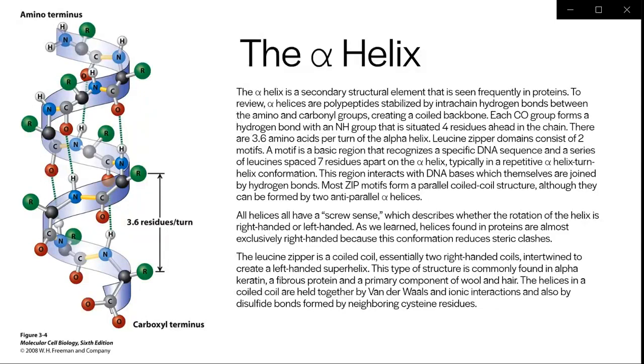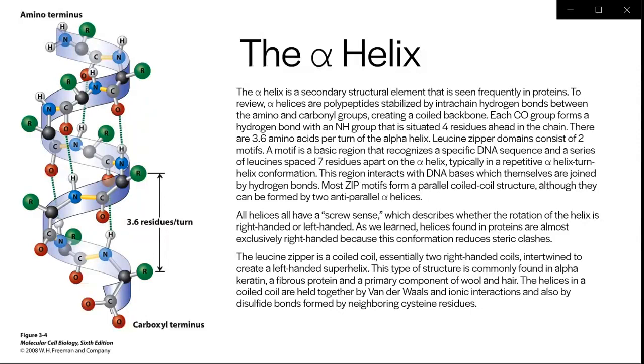Leucine zipper domains consist of 2 motifs. A motif is a basic region that recognizes a specific DNA sequence and a series of leucines spaced 7 residues apart on the alpha helix, typically in a repetitive alpha helix turn helix conformation. This region interacts with DNA bases, which themselves are joined by hydrogen bonds. Most zip motifs form a parallel coiled structure, although they can be formed by 2 anti-parallel alpha helices.